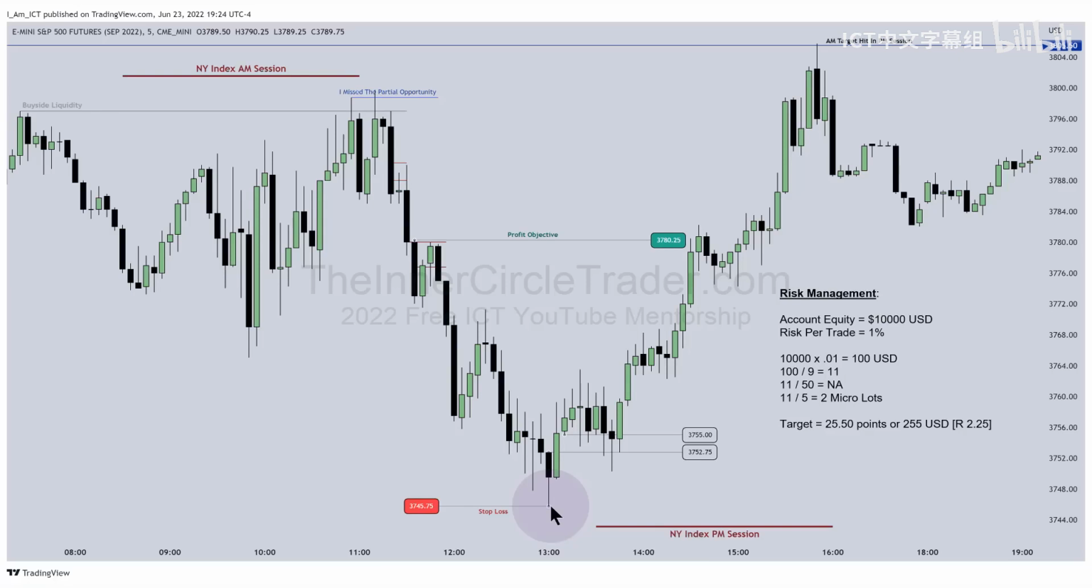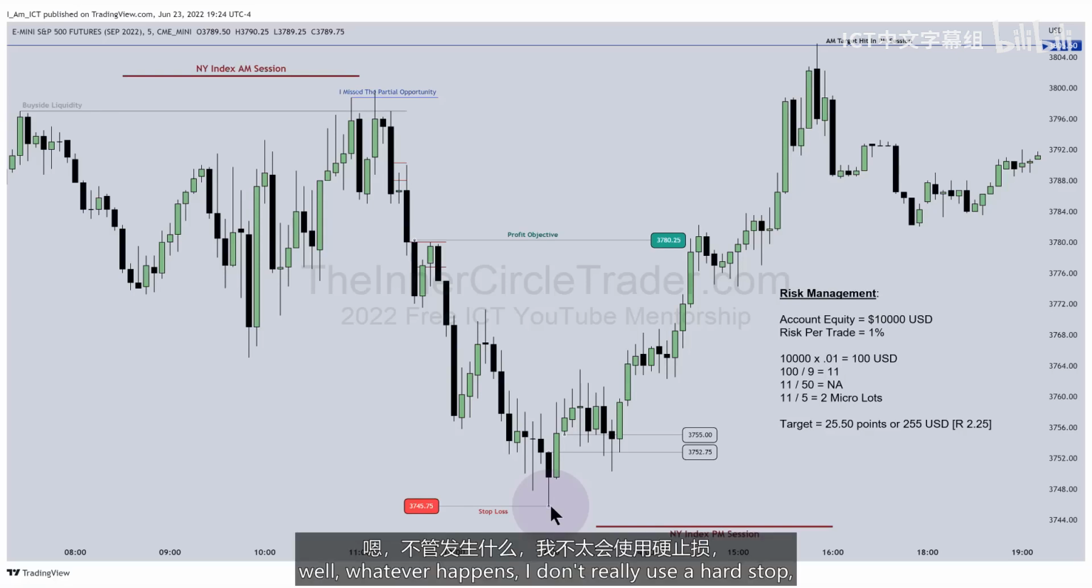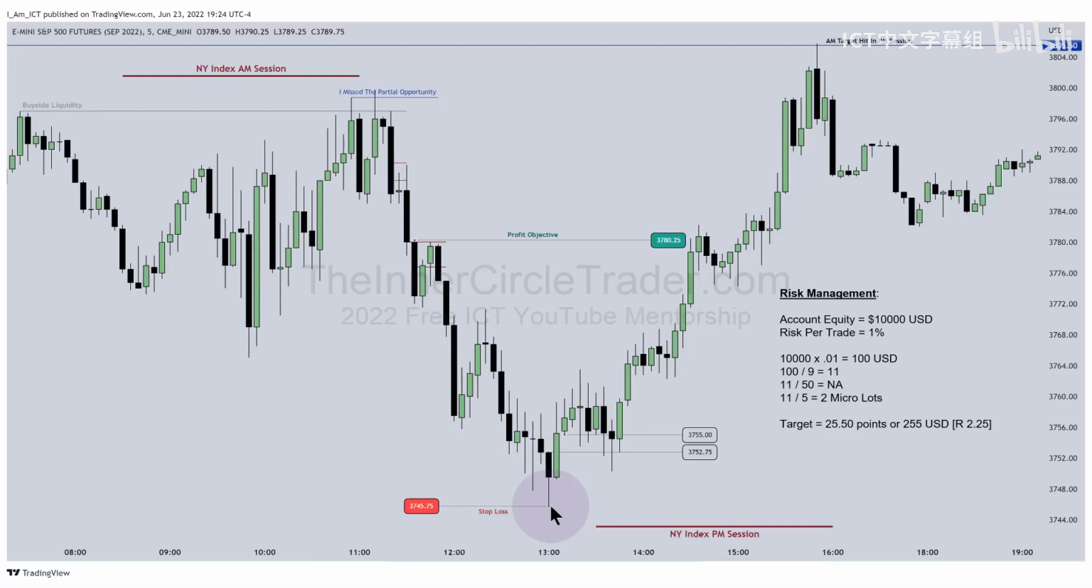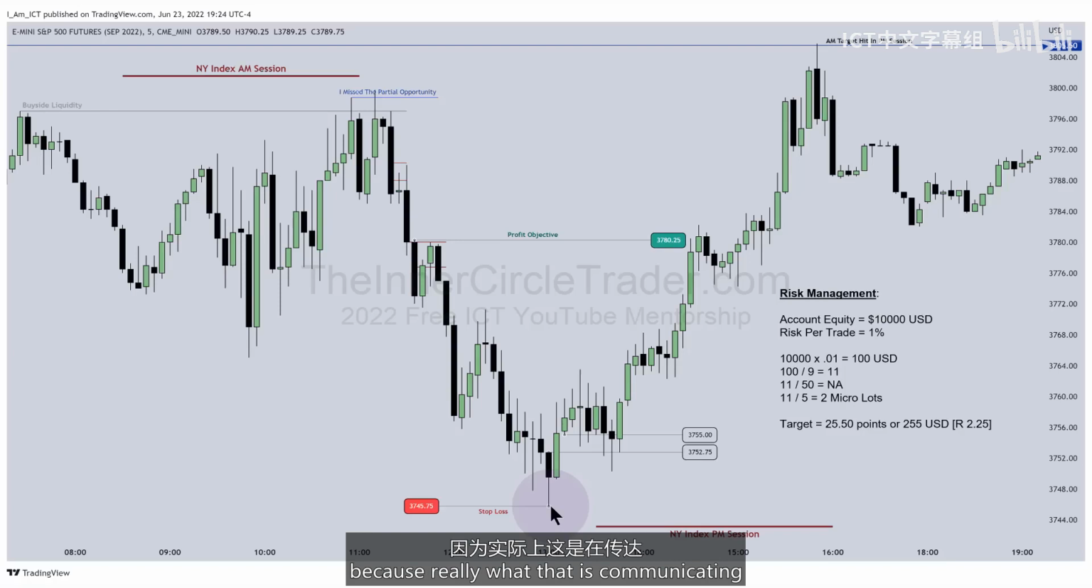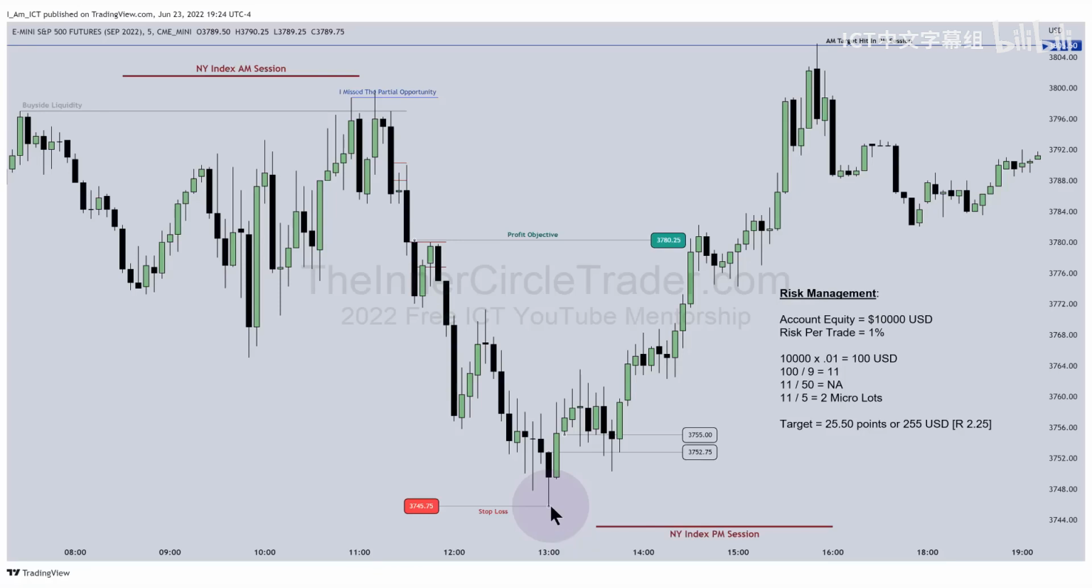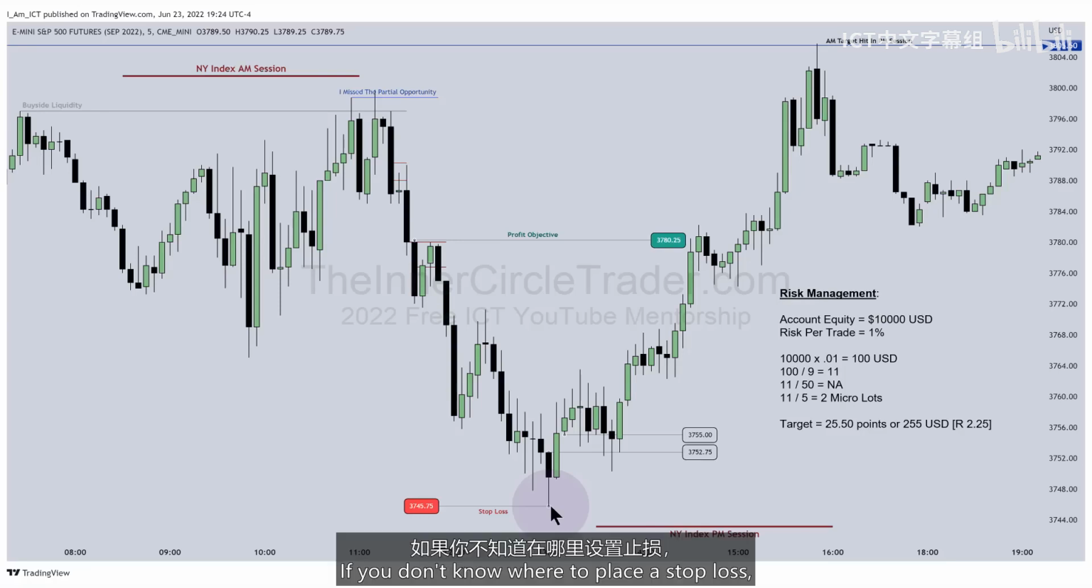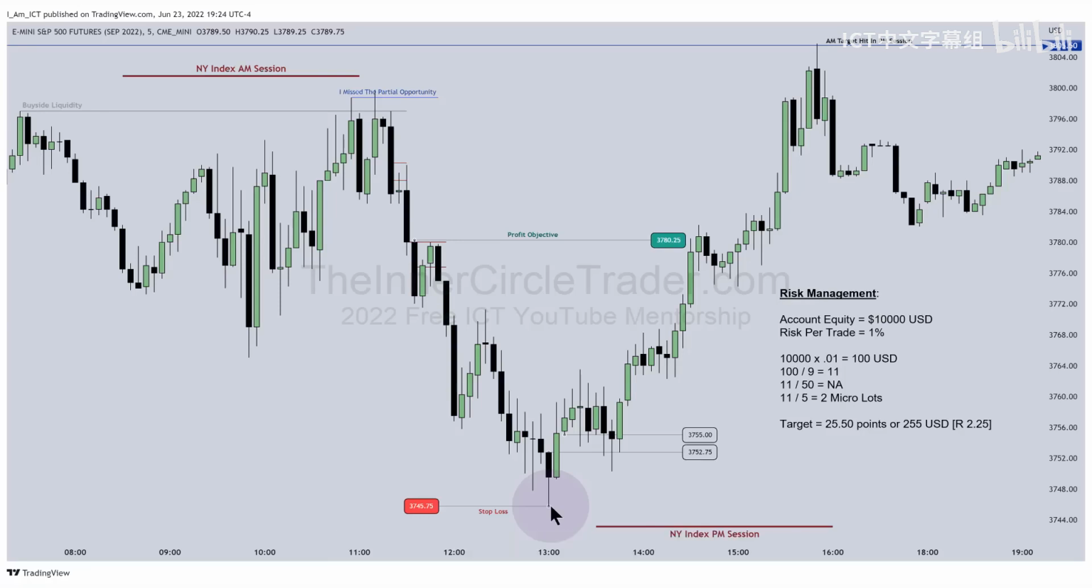Otherwise, if you trade willy-nilly, well, whatever happens. I don't really use a hard stop, but I know when I want to get out. I hate hearing traders say that. That's so disappointing to hear, because really what that is communicating is you really don't have it together. If you don't know where to place a stop loss, you really don't know what you're doing. You don't. So with this model, I've removed that guess, that mystery.